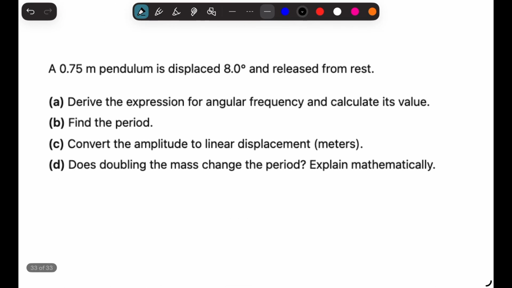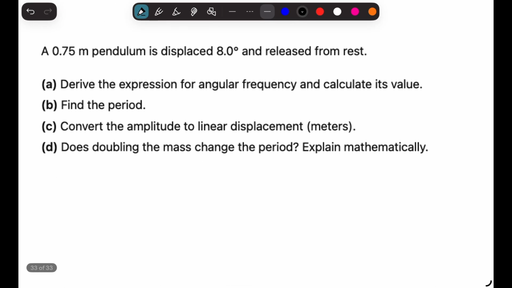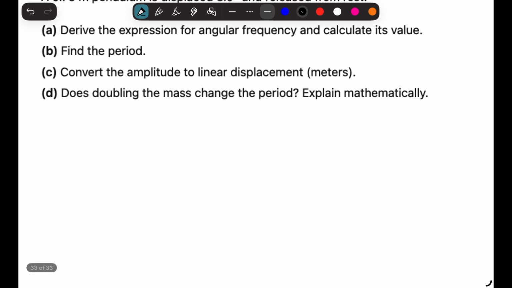Now, next question. A 0.75 meter pendulum is displaced 8 degrees and is released from rest. Derive the expression for the angular frequency and calculate its value. So our length is 0.75 meters. Our angle is 8 degrees.